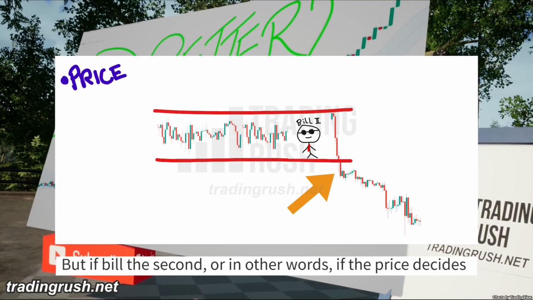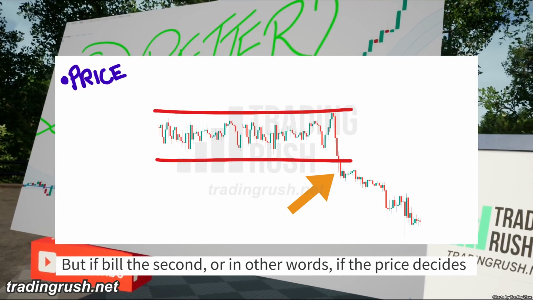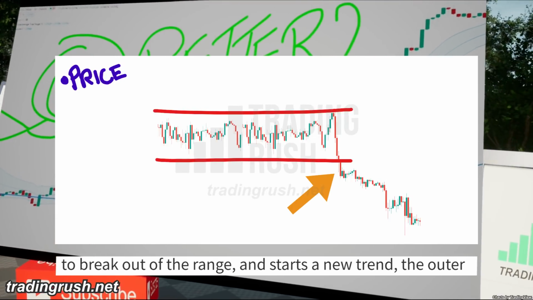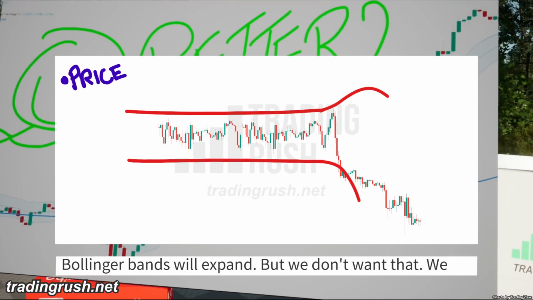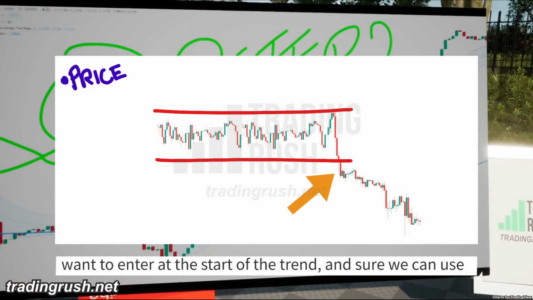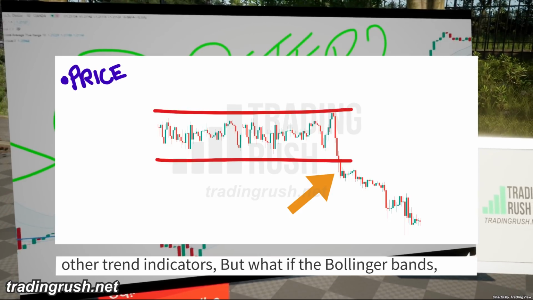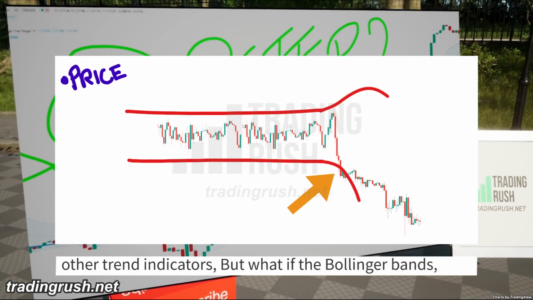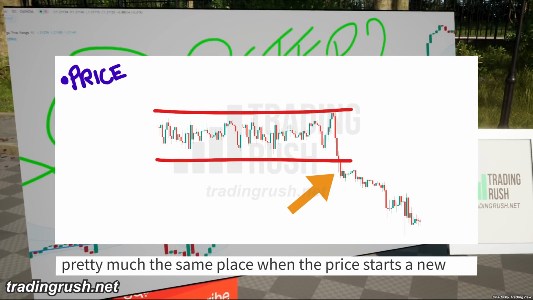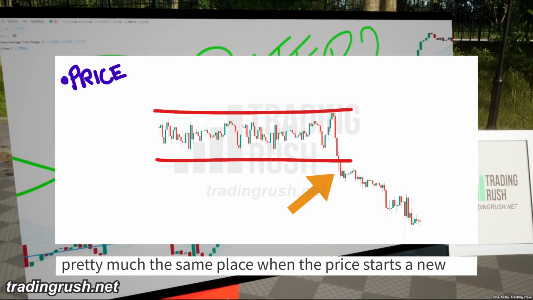But if Billy, or in other words, if the price decides to break out of the range and starts a new trend, the outer Bollinger Bands will expand. But we don't want that. We want to enter at the start of the trend, and sure, we can use other trend indicators, but what if the Bollinger Bands, instead of expanding with the price, would have stayed at pretty much the same place when the price starts a new trend?